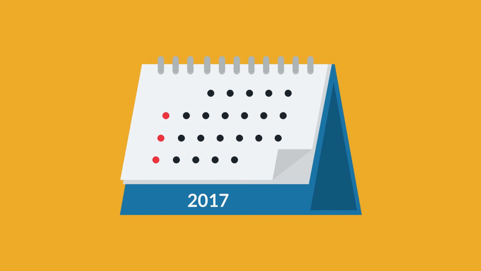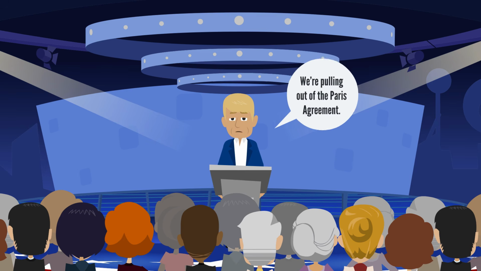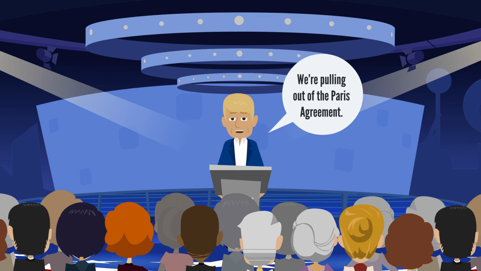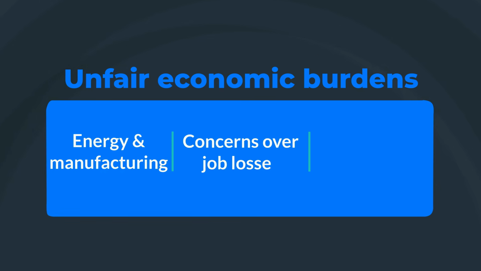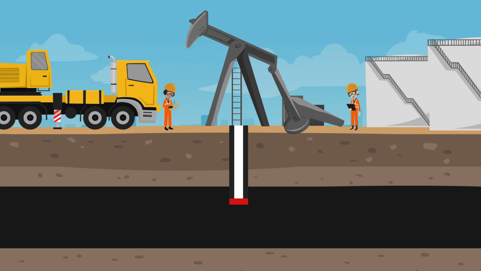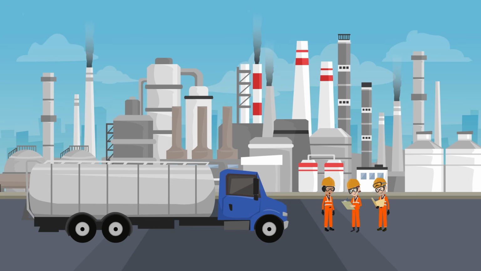In 2017, Trump announced the U.S. withdrawal from the Paris Agreement on climate change, citing unfair economic burdens on key sectors such as energy and manufacturing, as well as concerns over job losses and rising energy costs. His administration favored fossil fuel use, viewing the agreement as a constraint on the development of national energy resources.